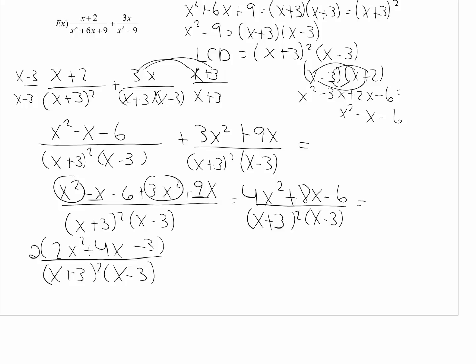Okay, but there are no factors of negative 6 that add up to be a positive 4, which means I cannot factor the numerator any further, meaning I cannot divide out common factors from the numerator and the denominator. So we are done here.